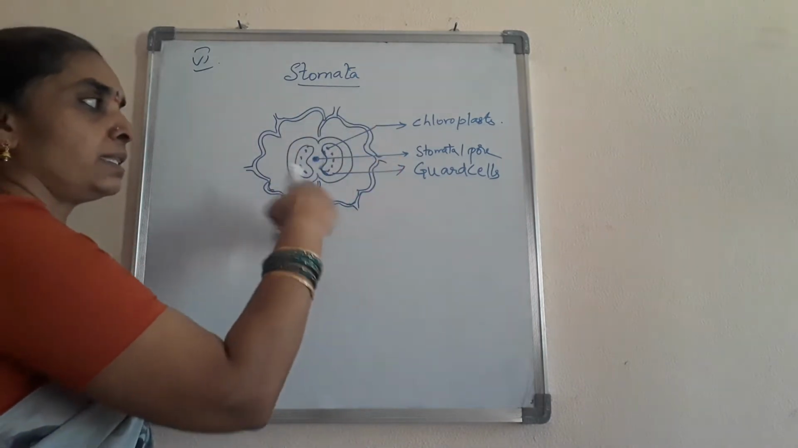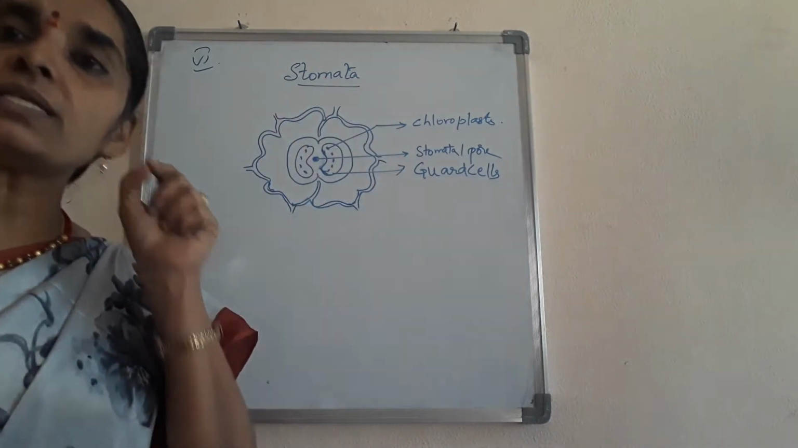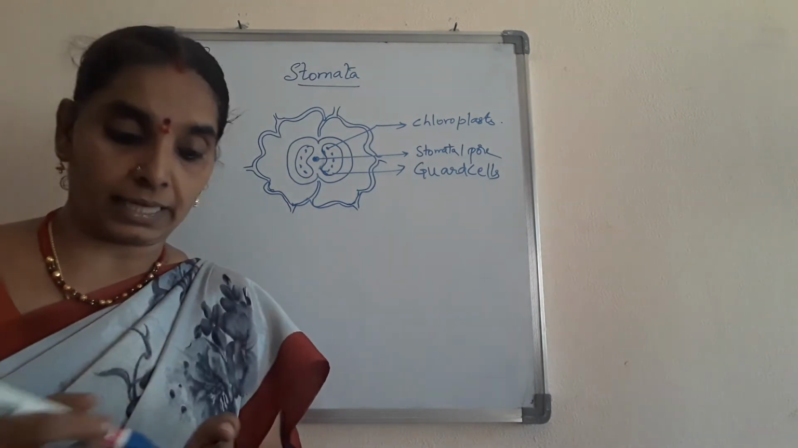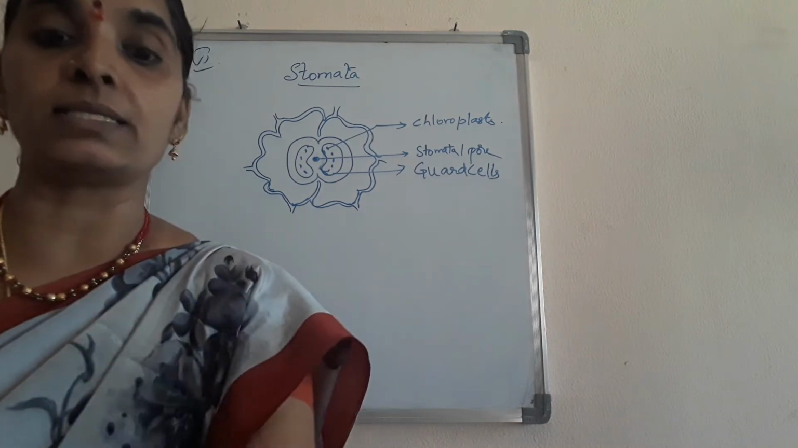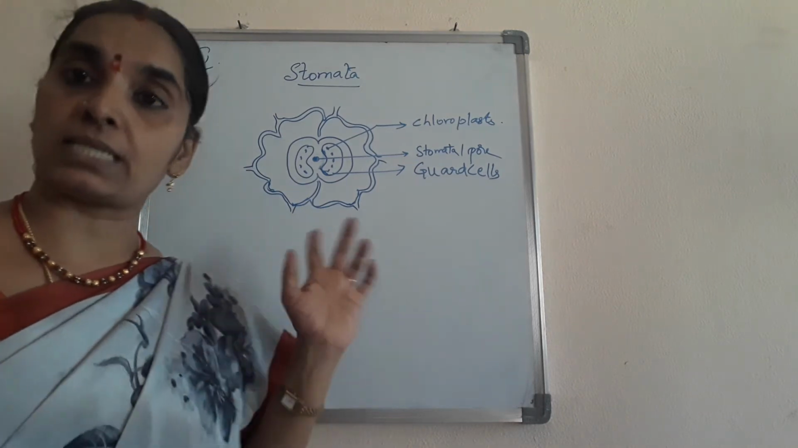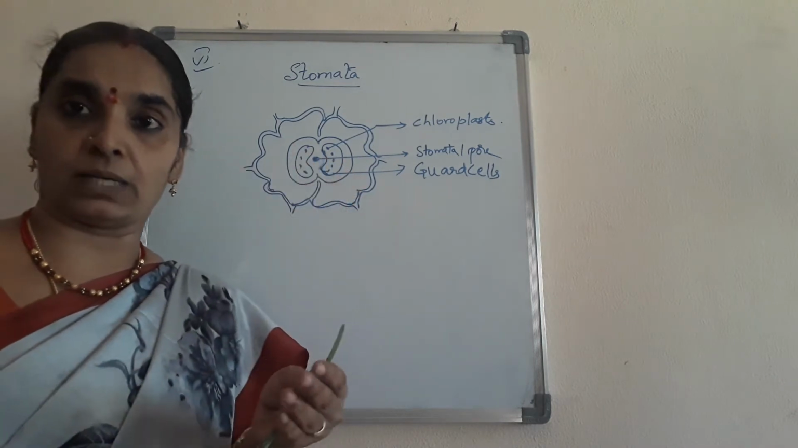So you will observe this type of structure under the microscope. They are very very small, they cannot be seen with the naked eye. Can you see these parts here on the leaf? Now you cannot, but you can easily see this type of structures through the microscope. So this is a bean-shaped structure, you can observe it.